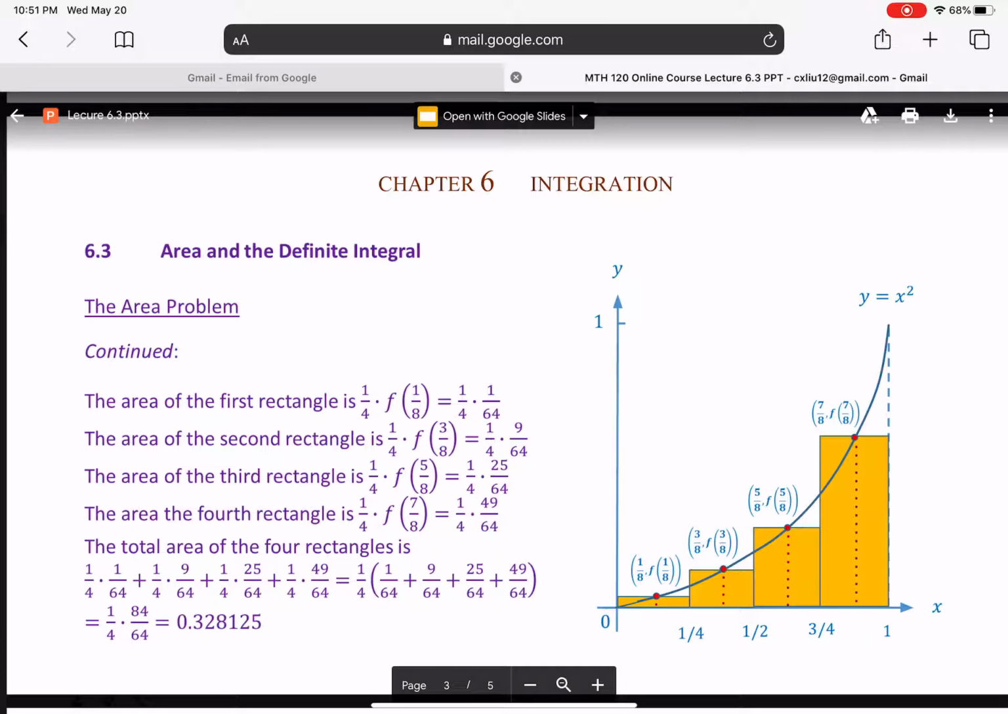So adding those areas up, we get the total area of the 4 rectangles, and then we can factor out 1/4 from all the terms and sum up the heights. We get 1/4 times 84 over 64, and we can convert this number into a decimal to get 0.328125. So this is the area of the rectangles.